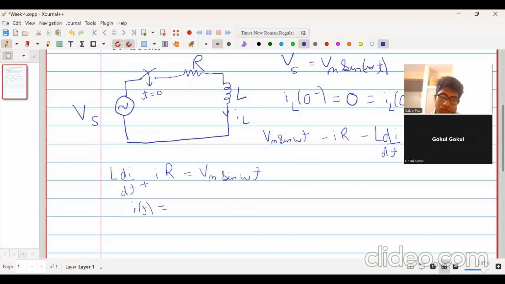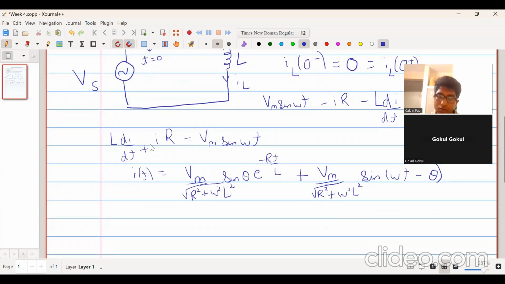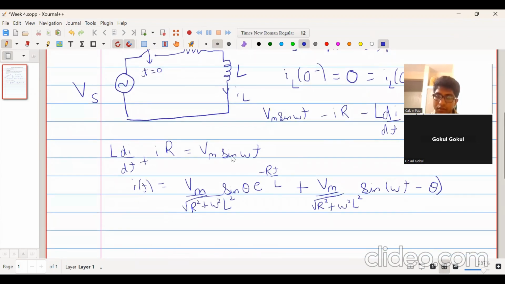It is actually equal to Vm upon square root of R square plus omega square L square, sine theta, into e raised to minus Rt upon L, plus Vm upon square root of R square plus omega square L square, into sine of omega t minus theta. Okay, so this is the equation we get by solving this linear differential equation and by setting the initial condition of current to be 0.